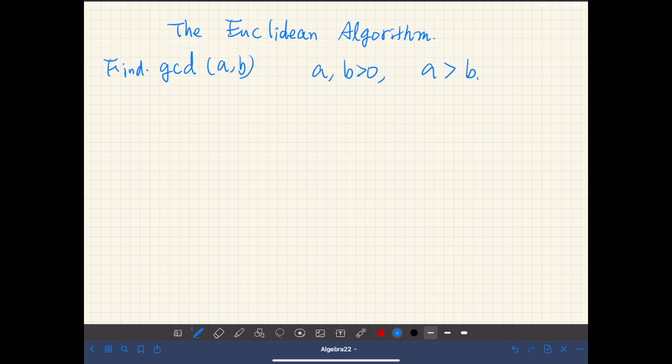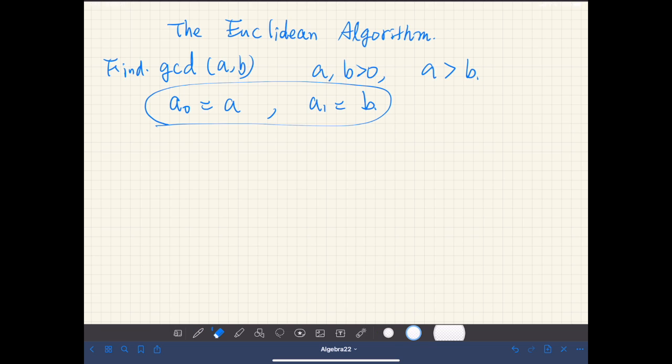For convenience, we write A0 as A and A1 as B. Now we apply the division algorithm repeatedly. First, divide A0 by A1. The quotient is Q1 and the remainder is A2. And of course, A2 is non-negative and less than A1.